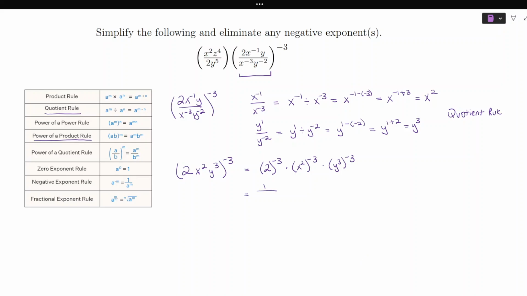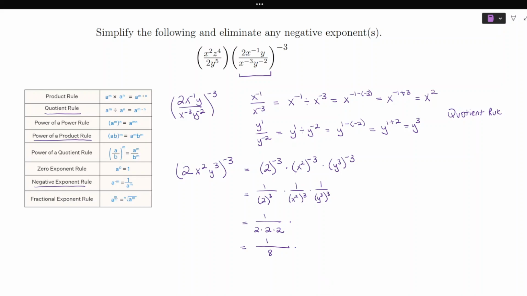So first I'll apply the negative exponent rule, like this. Okay. And 1 over 2 to the third is going to be 1 over 2 times 2 times 2. So 2 times 2 is 4, and then times 2 again is going to be 8.